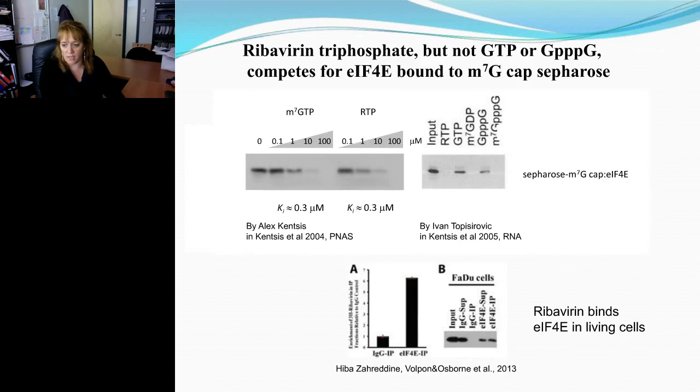So of course we want to know whether we can actually see these complexes in live cells. Using both experiments separately, cross-linking IP or straight IP with tritiated ribavirin, we can see that 4E IPs substantial amounts of tritiated ribavirin versus the IgG control, indicating that ribavirin binds 4E in living cells.